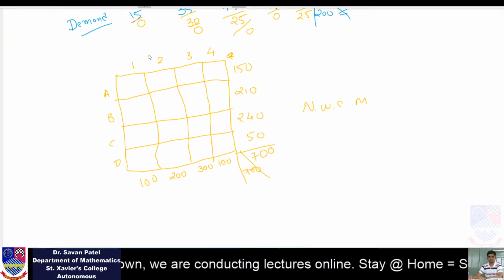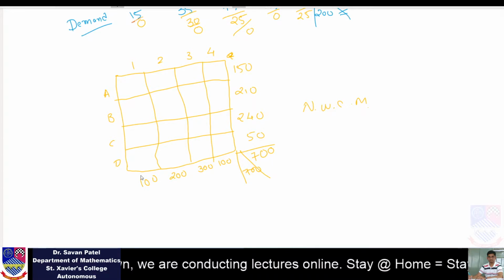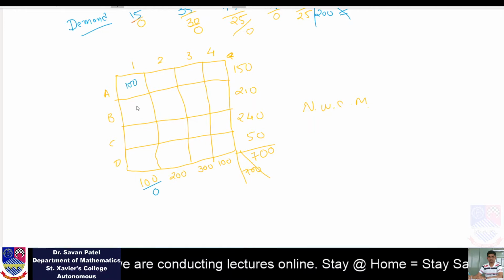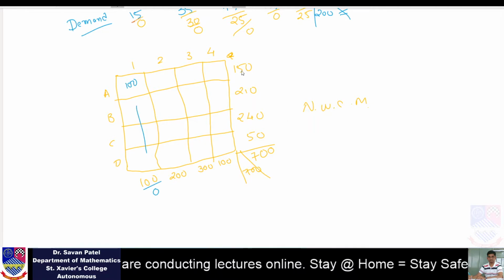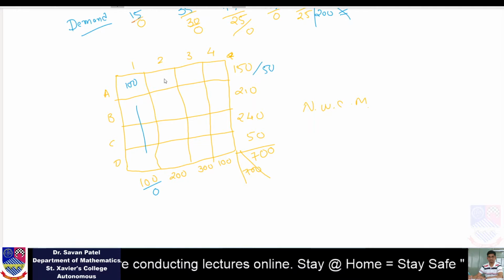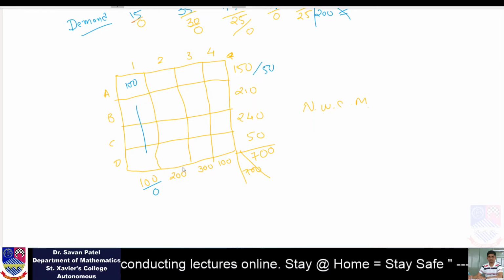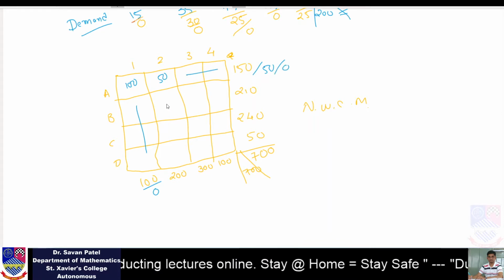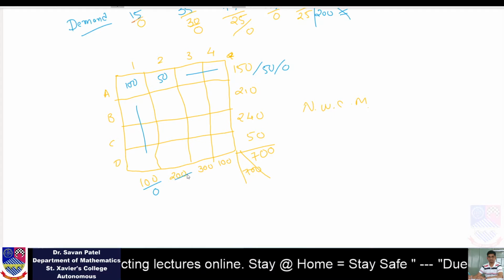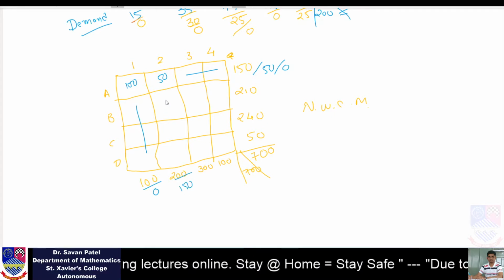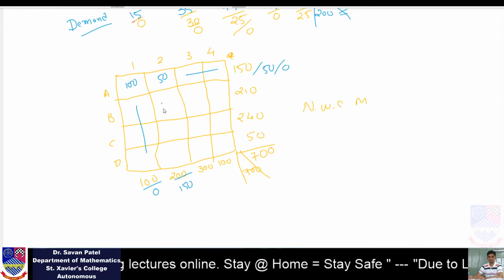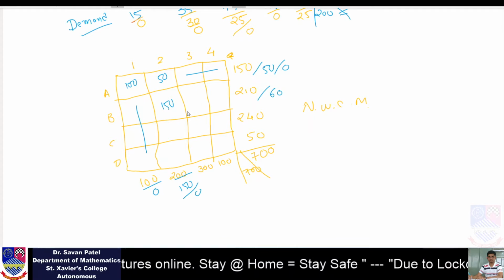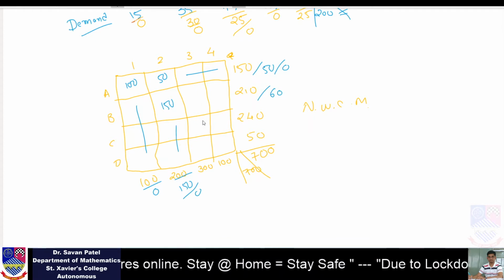See, here I am giving the solution. Here the minimum of 100 and 150 is 100. So this will be 0, and the corresponding column will be removed. Here we are left with 50 units. Now the minimum of 50 and 200 is 50. So here we are left with 0, so this row is cancelled. Here we are left with 150. Now the minimum of 150 and 210 is 150, so we are writing 150 here. So we are left with 0 here and 60 here. So this column is removed.